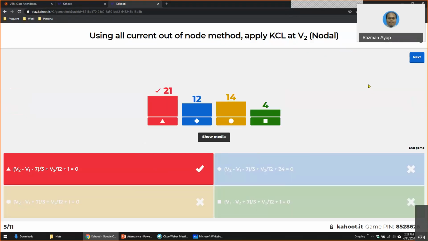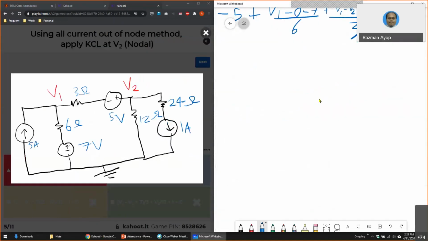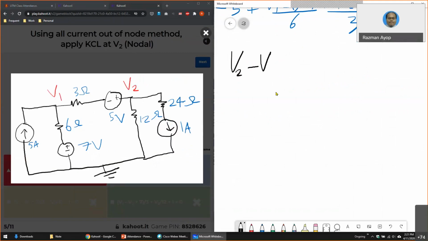21 out of 50 get correct. So how to do this? Same concept as before. Right now we look at the 3 ohms branch. So V2 minus V1, because from V2 to V1, and the current enters the positive side of the voltage source, it becomes negative 5 divided by 3 ohm. Then plus V2 minus 0 divided by 12.